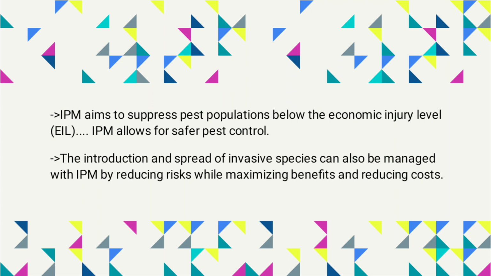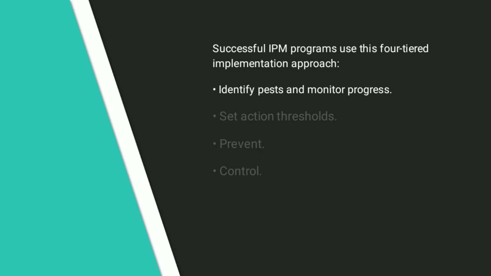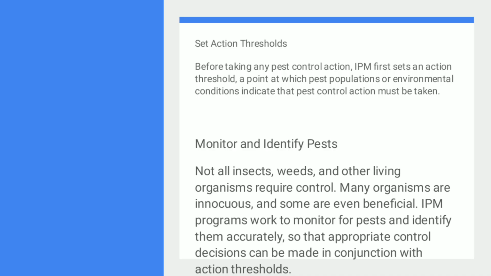Concepts: in its broadest sense, IPM is a pest control program that employs the integration, a combination, of techniques to reduce pest population to acceptable levels. The techniques used include crop rotation, trap cropping, tillage, burning, and biological control. Successful IPM programs use a four-tiered implementation approach, that is: identify pests and monitor progress, set action threshold, prevent and control.